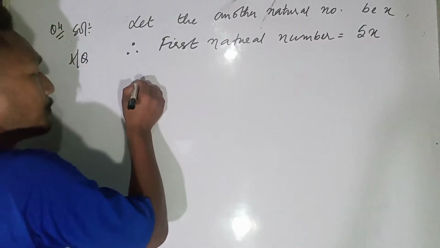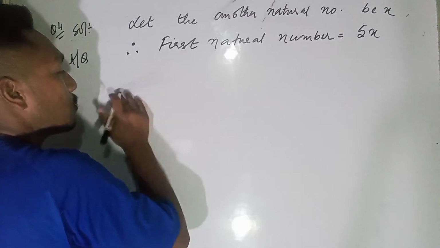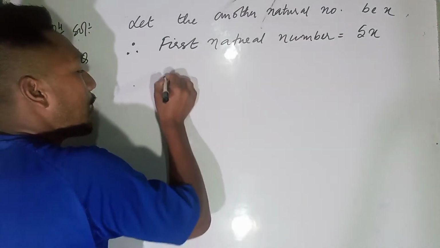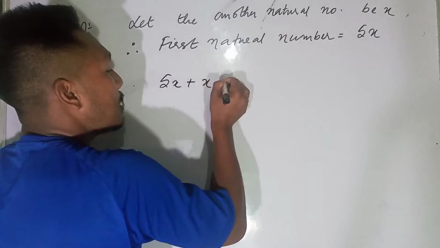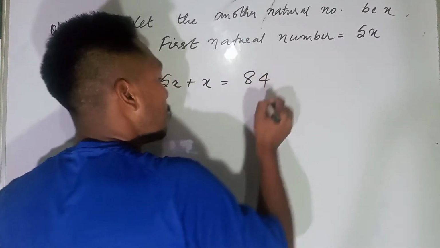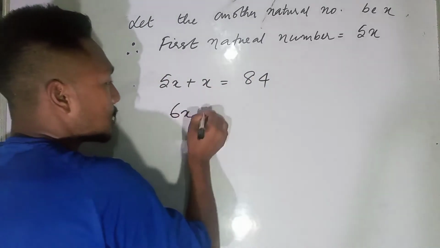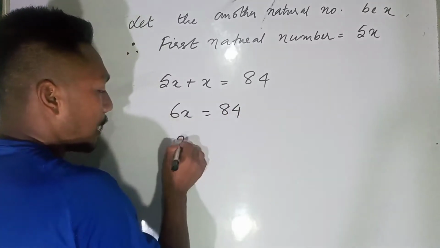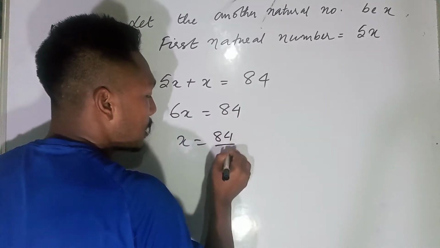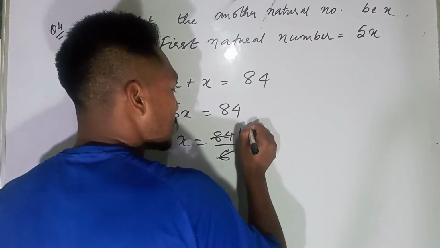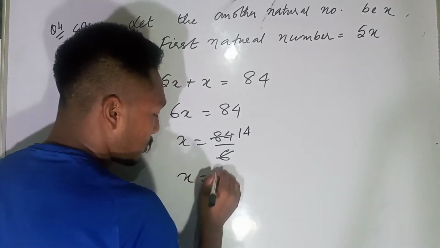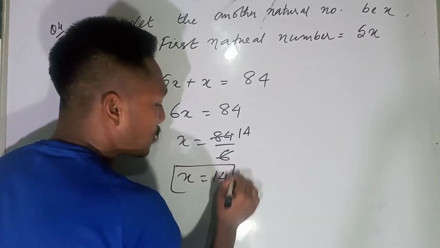According to the equation, 5x plus the other number x, if you add them, you get 84. So 5x plus x is 6x, equal to 84. Divide by 6: x is equal to 84 divided by 6. 6 times 1 is 6, 6 times 4 is 24. So x is 14.